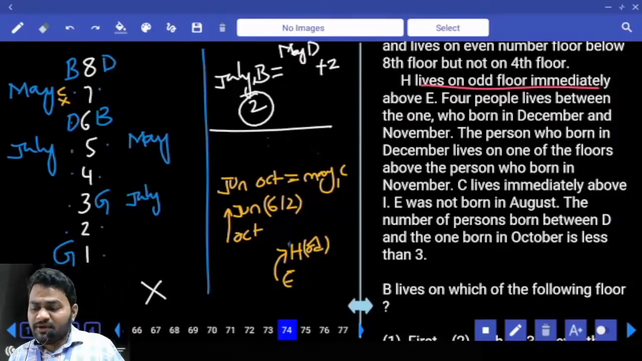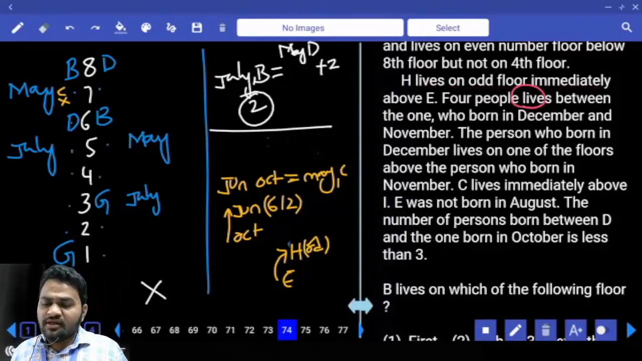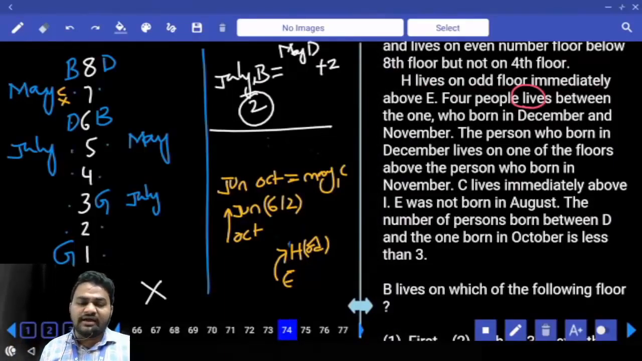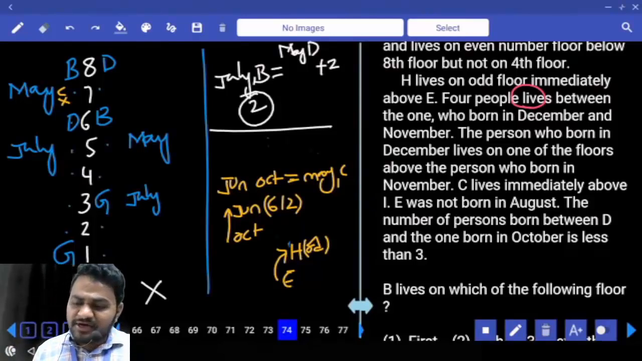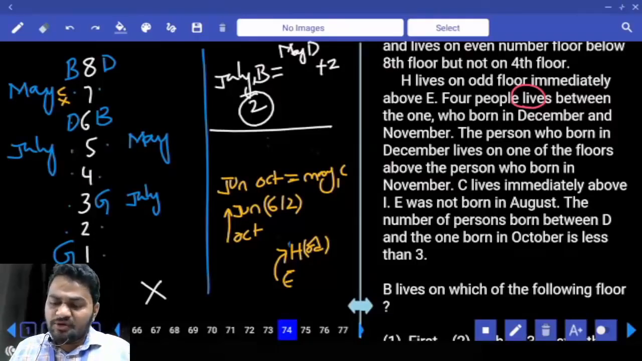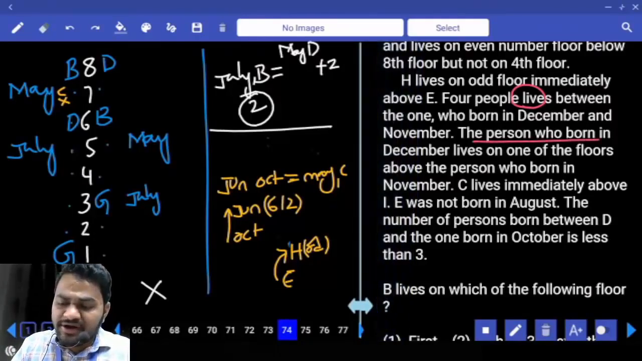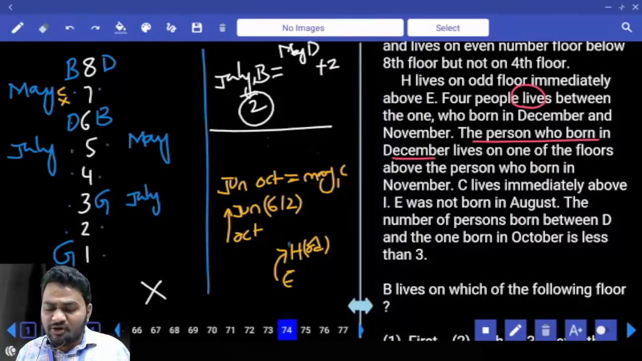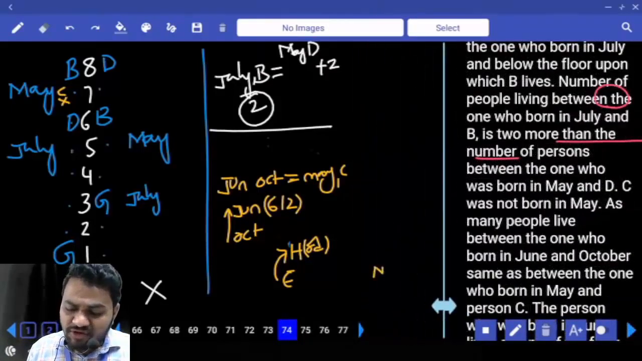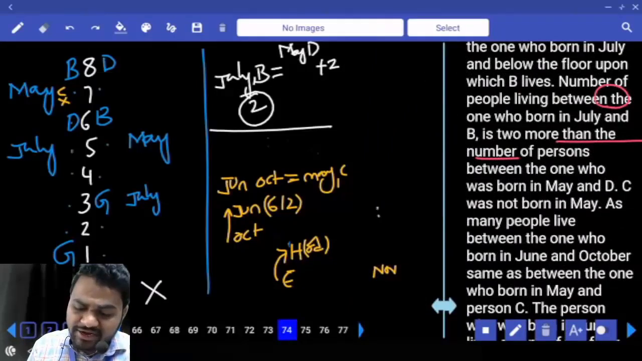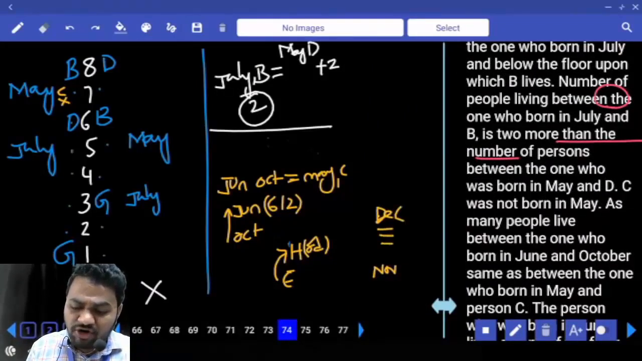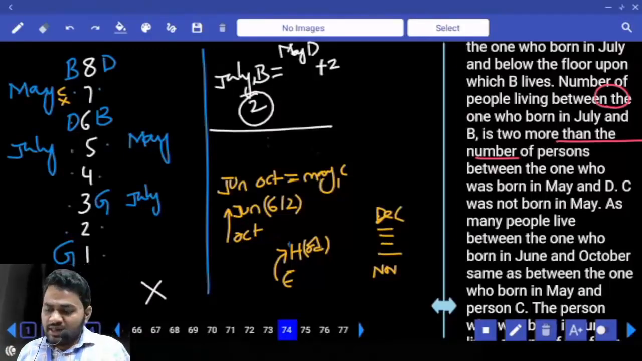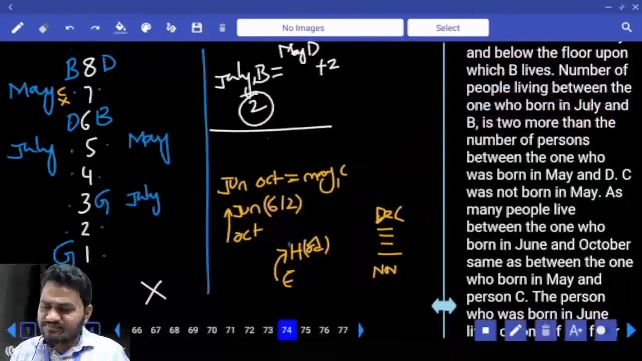Next, 4 people live between the one who born in December and November. 4 people live between December and November, and the next condition is talking about the one who born in December lives on one of the floors above November. One of the floors above November we need to place December, and in between them we need to place only 4 floors.